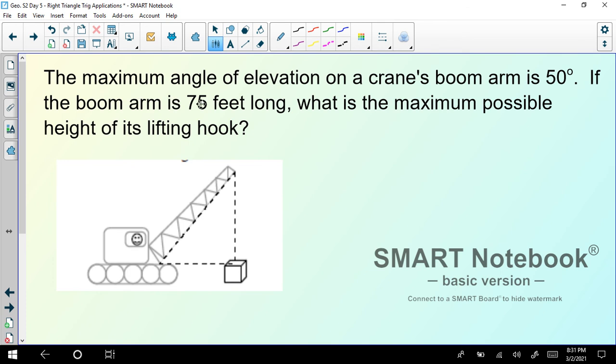The maximum angle of elevation on the crane's boom arm is 50 degrees. Okay, this is the boom arm of this particular crane, and this elevation is given to me as 50 degrees. The boom arm is 75 feet long, so this is the boom arm, and they have given this to be 75 feet. What is the maximum possible height of its lifting hook? So this is the height which they are asking. Let me call this height.